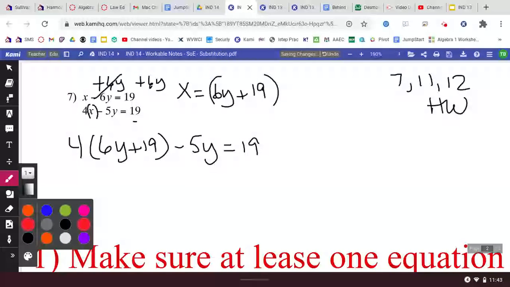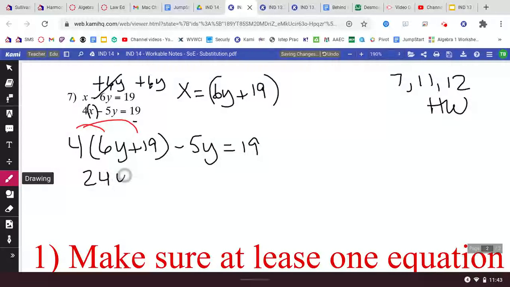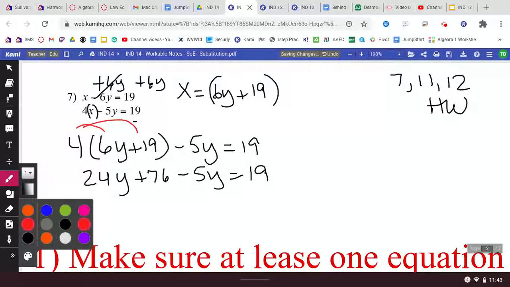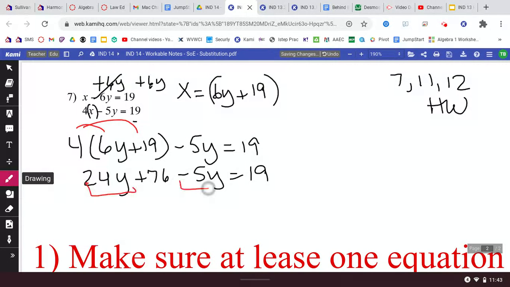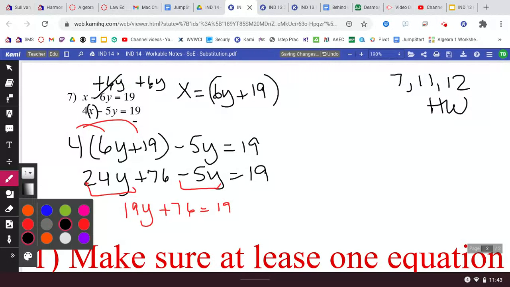Now I do it all the same, right? I have to distribute. And when I distribute, I get 24y. What's 4 times 19? 76. I love it. Thank you. Okay, I took a positive times a positive, so it's positive 76 minus 5y equals 19. Now, I've got this 24y and this negative 5y, and they're together on the same side of the equation, so I'm just going to combine them, right? So 24y minus 5y is 19y. Plus 76 equals 19. And then I'm going to subtract 76 from both sides.